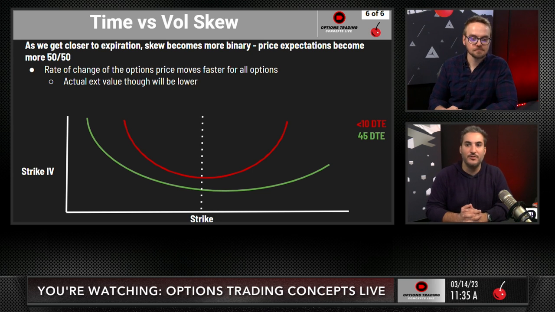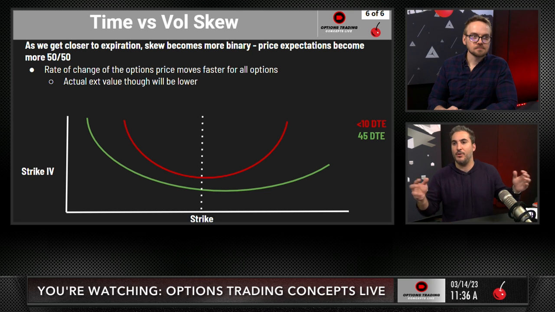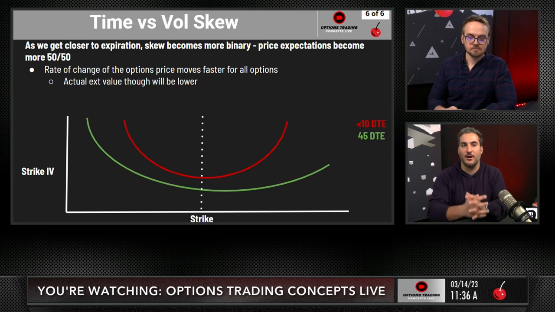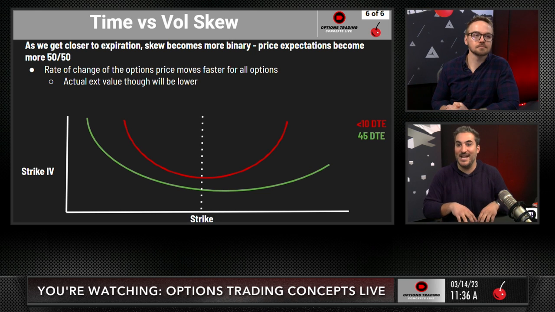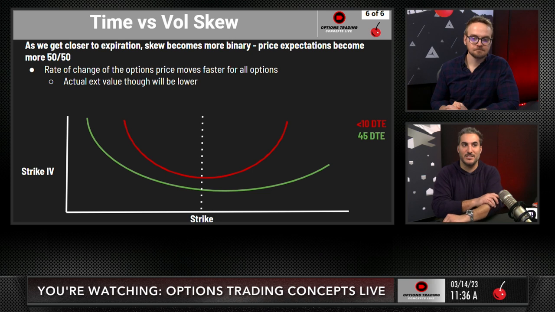You could see skew flip around and change. You could have something like a Tesla have call skew in the weekly expiration going into earnings and then put skew in the back. Those are just an effect of short-term option trading and pricing of those options based on supply and demand of those positions.